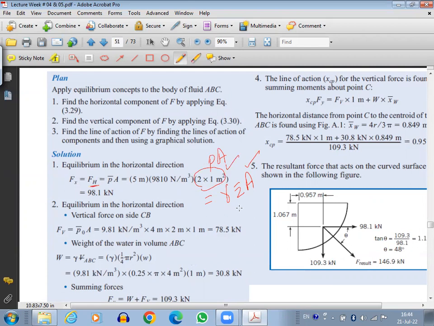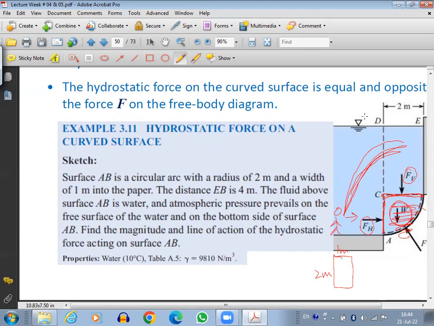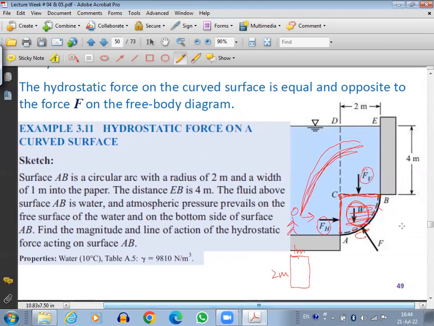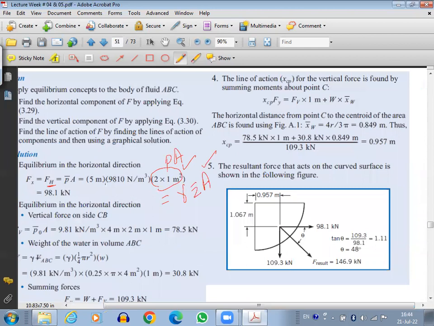Okay. Now let's talk about Z bar. Z bar is from the free surface. The free surface is at the top. Here, if you look, this is 4 meter, and here this is 2 meter, but the centroid of it would be in the center, 1. So 4 plus 1, 5. So this is 5 meter. Done. This is gamma, 9810. So the horizontal force on the vertical projection will be 98.1 kilonewton. Is this clear?